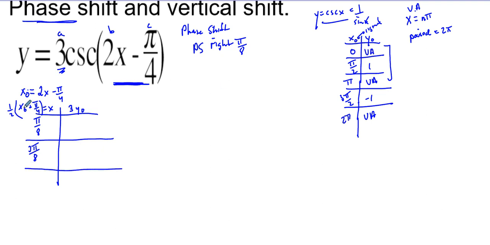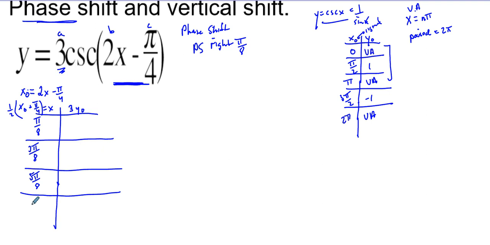We can take pi plus that, which is going to give us 5 pi over 4. 5 pi over 4 times 1/2 would be 5 pi over 8. We go into another one. All right, 3 pi over 4 is going to give us 7 pi over 4.